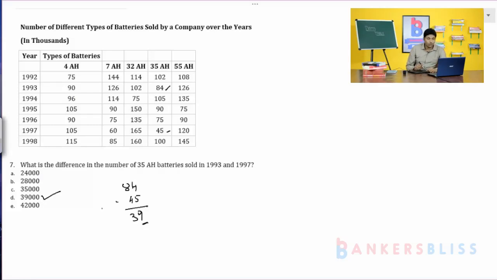So 39 we got into 1000, 39,000. So for problem number 7, option D is the right answer. Based on the unit digit, easily you can identify which is the answer. Here the unit digit is 9. Okay, so problem number 7, option D is the right answer. Okay, let's go to the next problem.